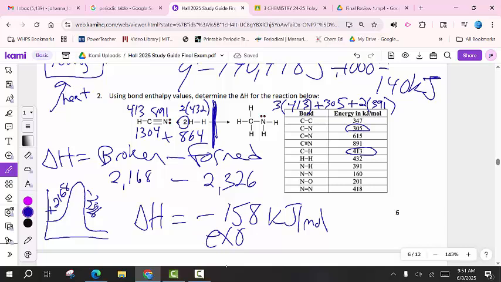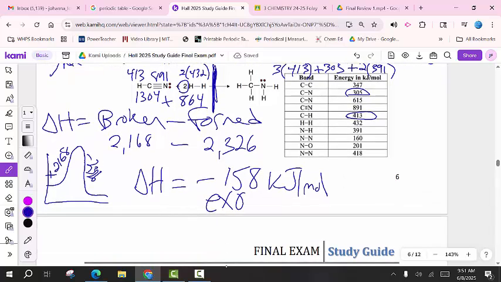So you just assign the energies per each of the bonds. If there's a coefficient, you multiply it by that. You add up everything on the left side, add up everything on the right side, and it's the left side broken minus the right side formed.